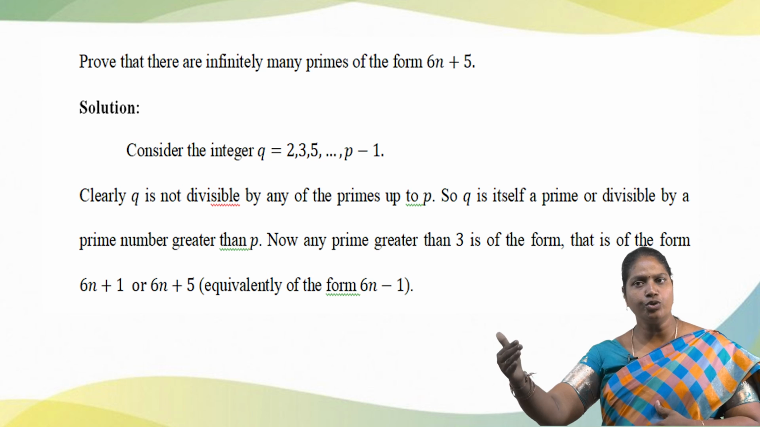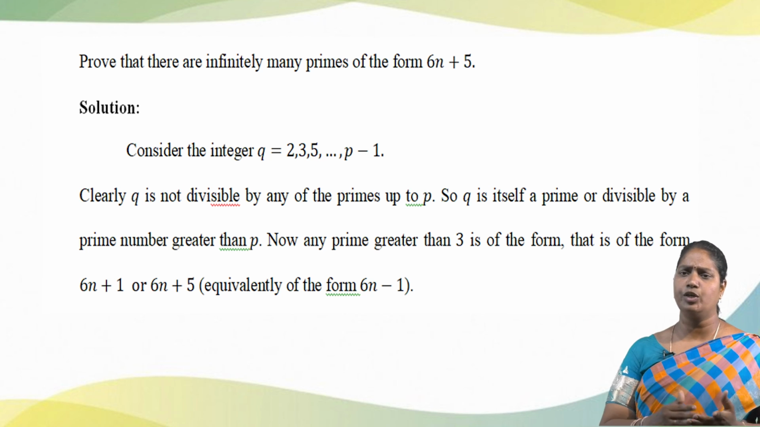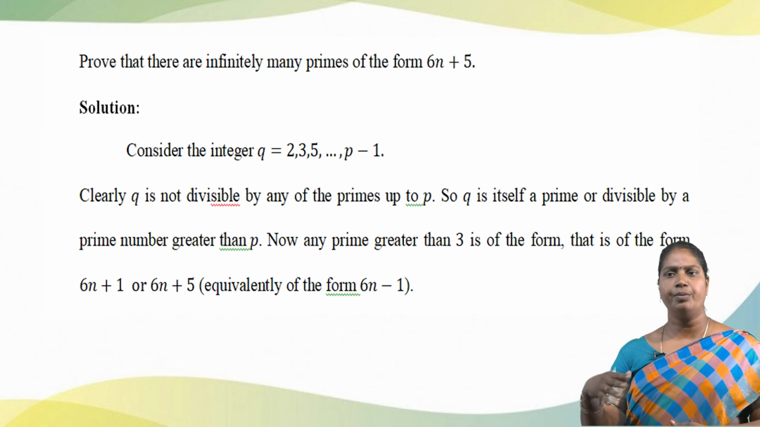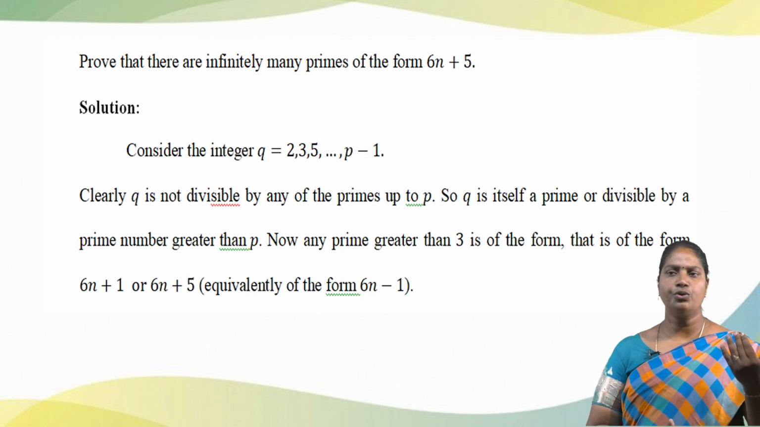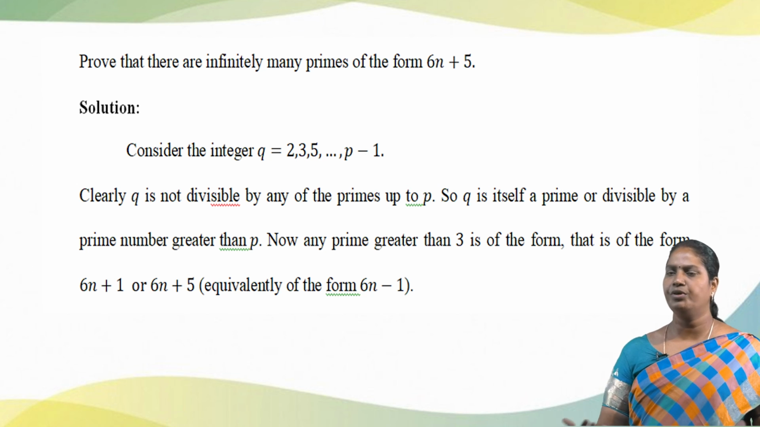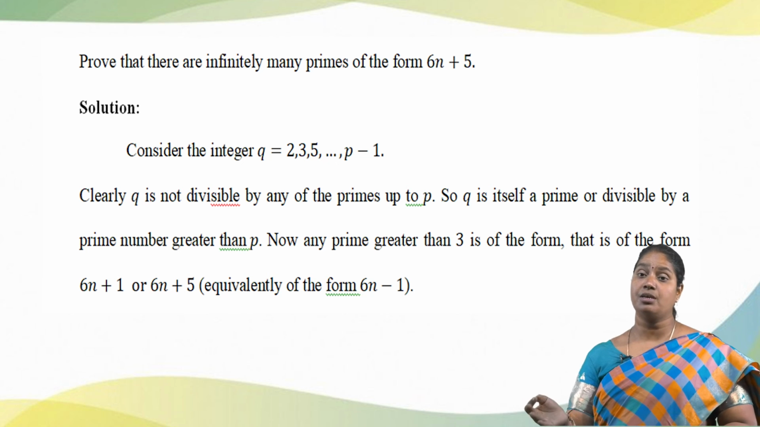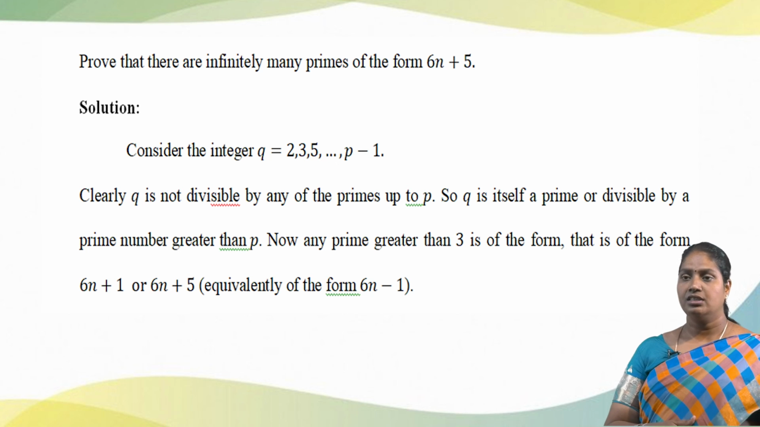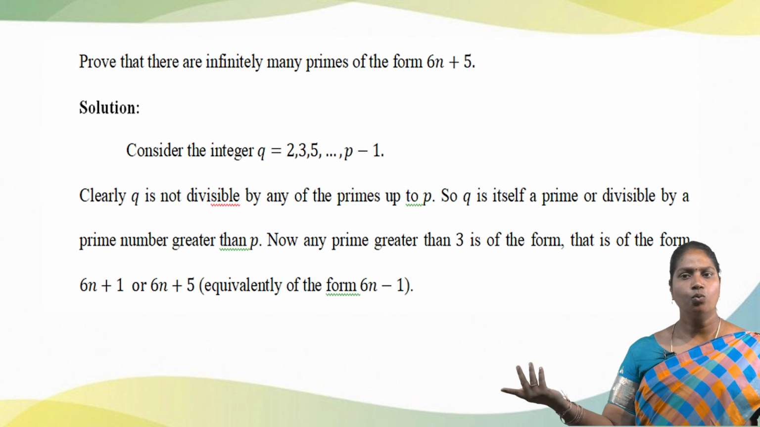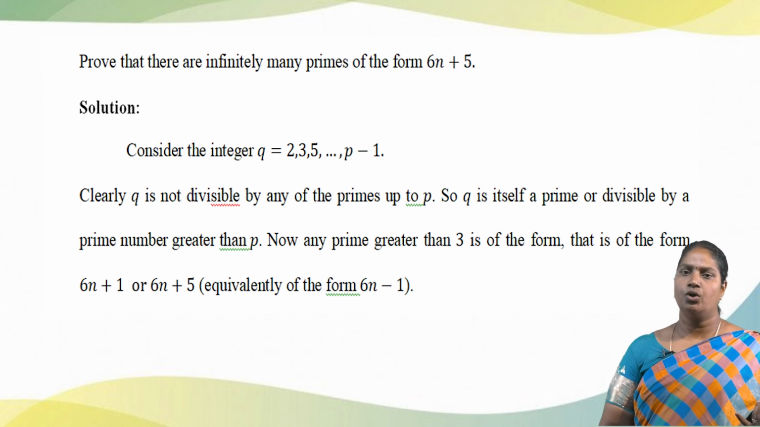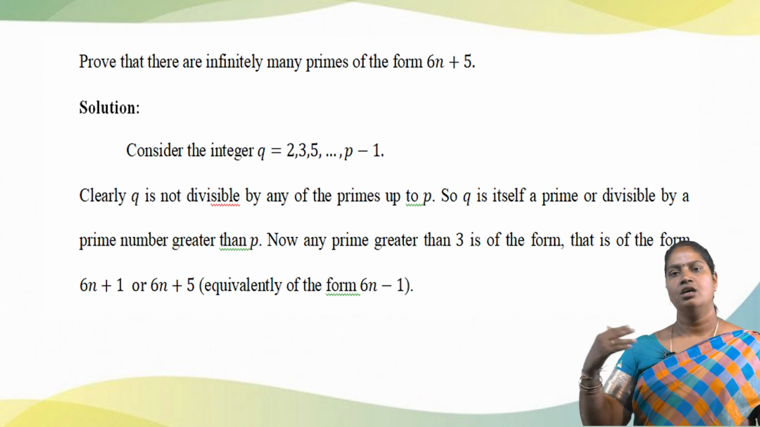We know that it is equivalent to the form 6n plus 5, and we know that it is not divisible by 2, 3 and so on up to p. So it should be divisible by some prime greater than p, or q itself is a prime. Suppose q is itself a prime, then there is nothing to prove because it is already in the form. Suppose it is not a prime, and it is divisible by some other number which is greater than p, then it should be of the form either 6n plus 1 or 6n plus 5. Why is it so? Because we already said that if p is a prime greater than 3, it should be of the form either 6n plus 1 or 6n plus 5.